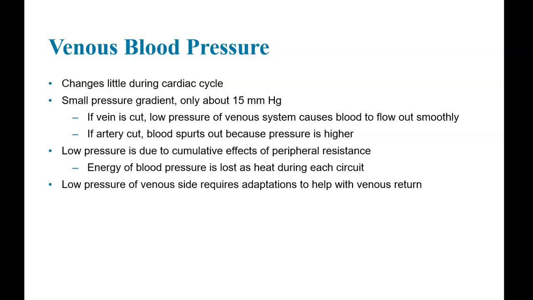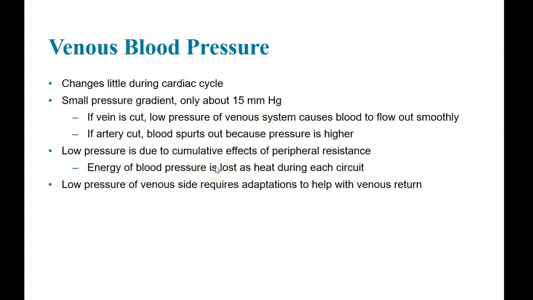The small pressure gradient is only about 15 millimeters of mercury. So if a vein is cut, the low pressure of the venous system causes the blood to flow out smoothly, as opposed to an artery being cut, that's when the blood spurts because the blood pressure is higher. So that's why when you donate blood, they take blood from your vein, not your artery. That's why in the movies, if someone gets their throat cut, if one of the major arteries is cut, like the carotid artery, you see those big spurts of blood, because it's under higher pressure.